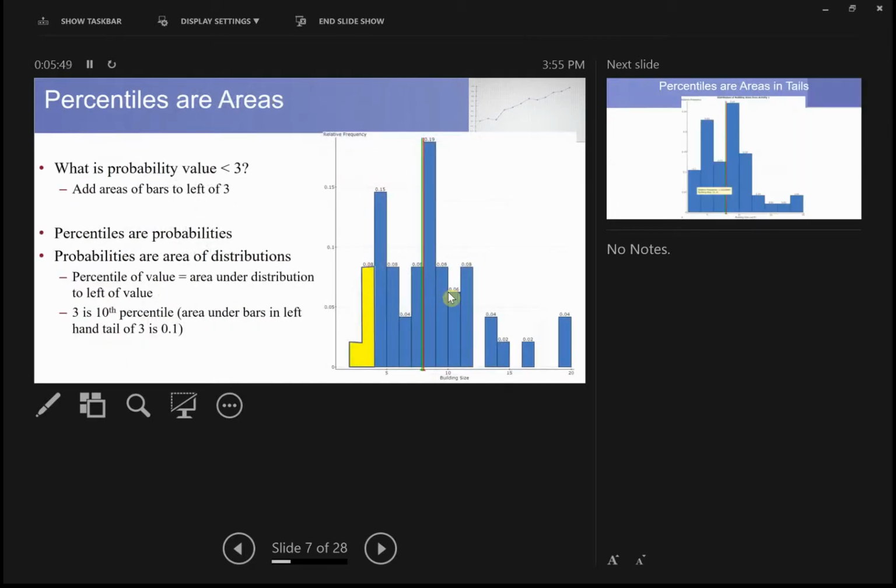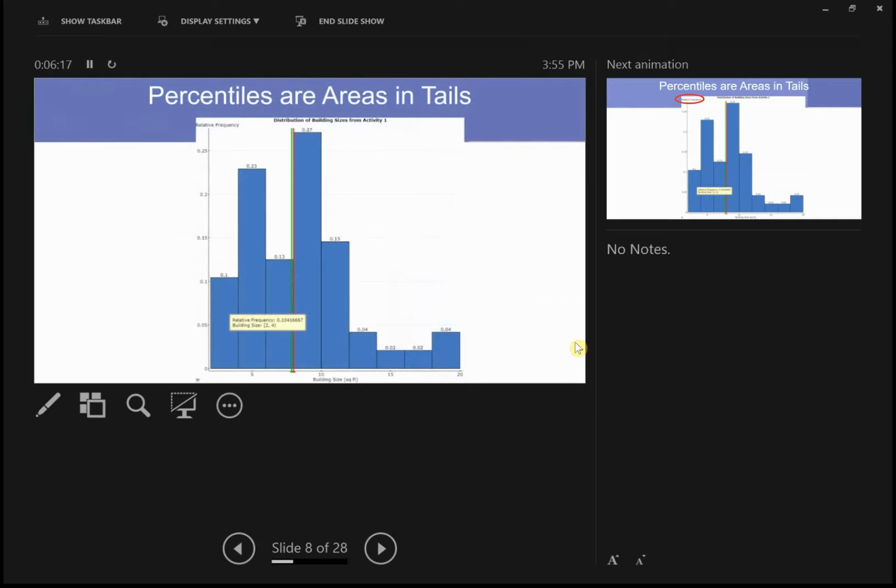So notice that there's another way of thinking about this. We can think about this really as the area under this curve. 10% of the area under this histogram is right here. So we can start to say that the percentile of a value is the area under the plot of its distribution. And so we're going to sketch this out a little bit.